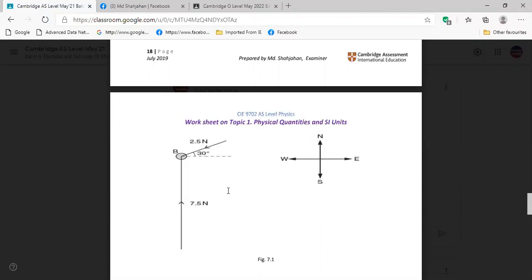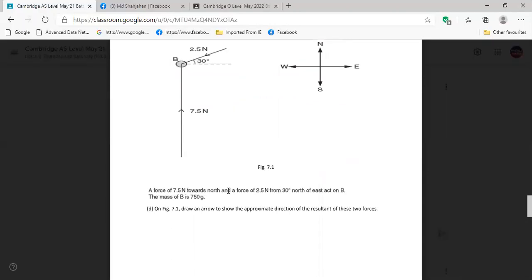Now go to the next part, what they are saying to you. Can you read here, please? A force of 7.5 Newton towards the north and a force of 2.5 Newton from 30° north of east act on B. The mass of B is 750 kg. Okay, so the mass of B is 750 kg. We just keep that information in mind. It will be coming, and wherever we have to do working, we will do working.